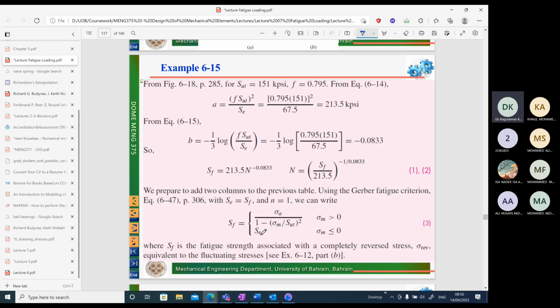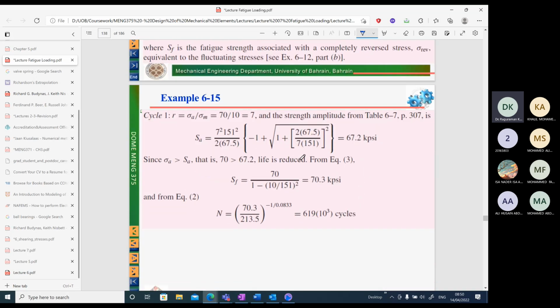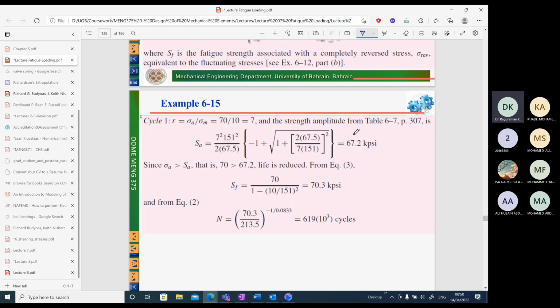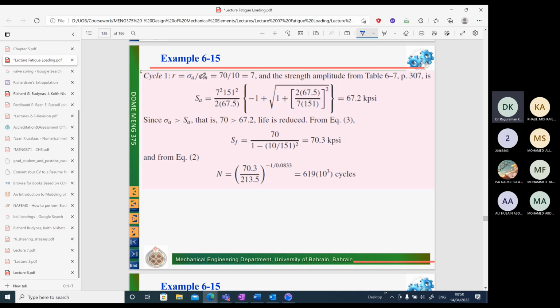So sigma reversible value will be the SE value, and based upon the SE value, we can decide what is the factor of safety and then figure out whether it is infinite life or failure has occurred. Okay, so let's go cycle by cycle. Let's go to the very first cycle. We know sigma A and sigma M values, 70 and 10 here. Take the ratio, we will get the R value.